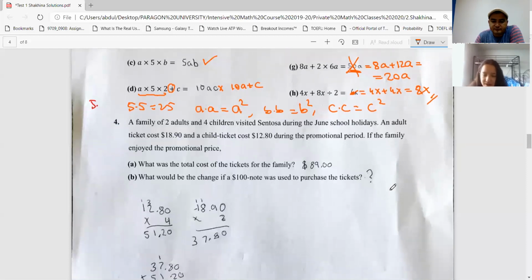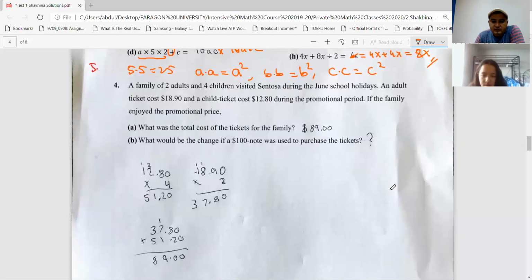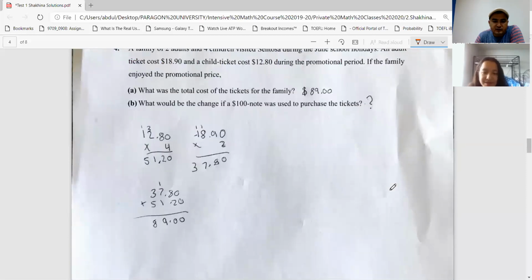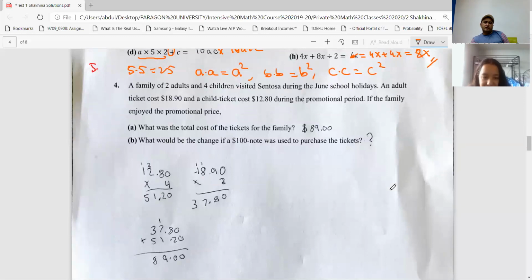Good. All right, let's solve this question, and after that, we may have a break. Read the question. A family of 2 adults and 4 children visited Sentosa during the June. You have never been to Singapore, that's why. We have Sentosa Island in Singapore. Tourists, when they come to Singapore, visit Sentosa Island. Beautiful island.